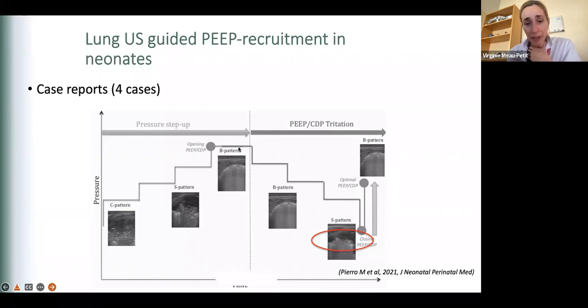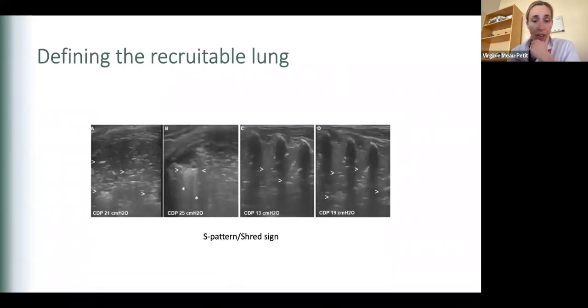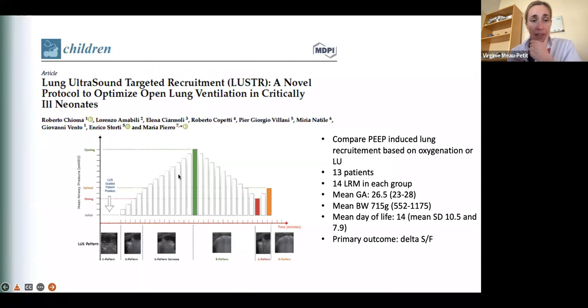And so when they found the opening PEEP leading to the B pattern, they then very slowly decreased the PEEP one by one until the S pattern appeared again. And they would define their closing PEEP as the stage just before, so one step before. So this was to show, there were 4 patients, and this was to show here the sunray pattern.